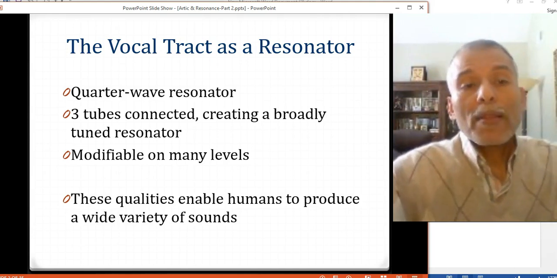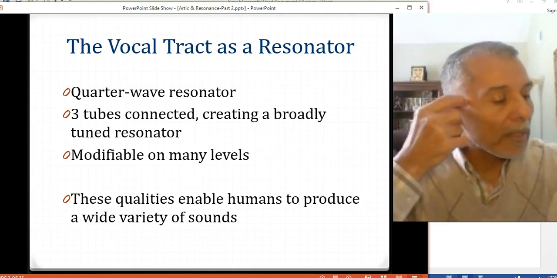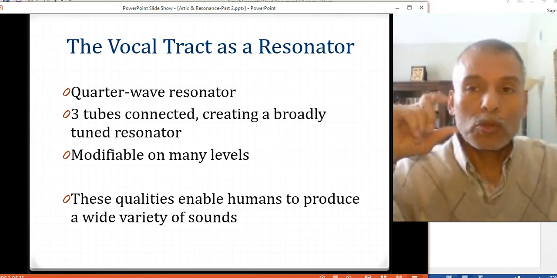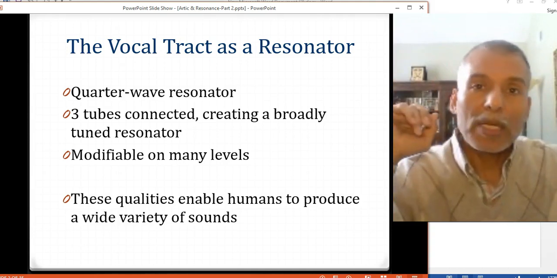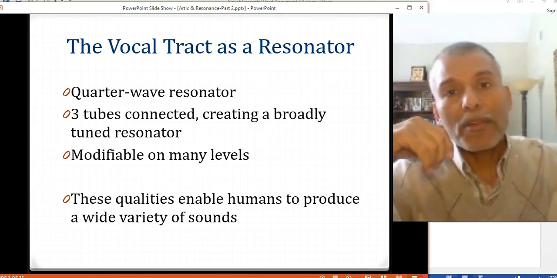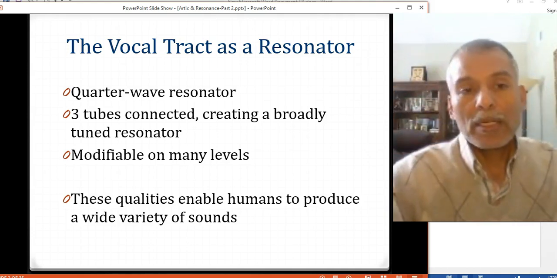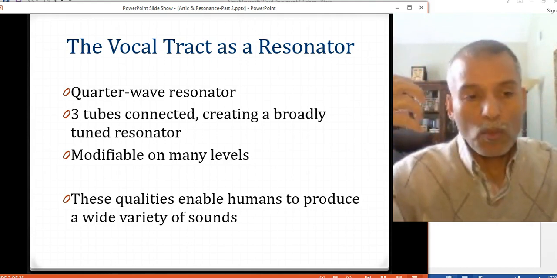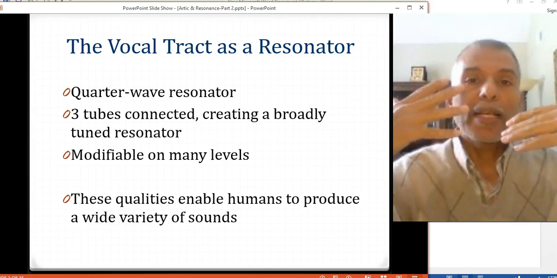The other thing is, we have the pharynx, that vertical tube, which is a resonator by itself. It is a closed tube resonator. Now we couple it with the nasal cavity. That cavity is a resonator by itself. And then the oral cavity is another resonator. When you combine these three together, you create a bigger resonator that's a wide band, a broad band resonator. It accepts a wide range of sounds that it can amplify.